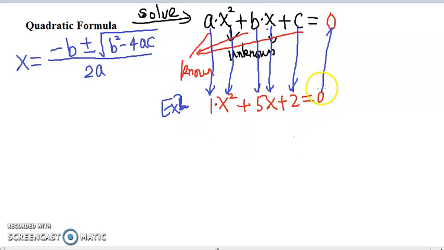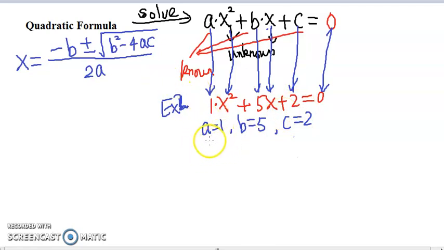That is, we have 0 on the right hand side. We have something times x squared plus something times x plus a constant number. So here it tells us a is equal to 1. That's the number in front of x squared. B is equal to 5. That's the number in front of x. C is equal to 2. That's the number without any variable next to it.